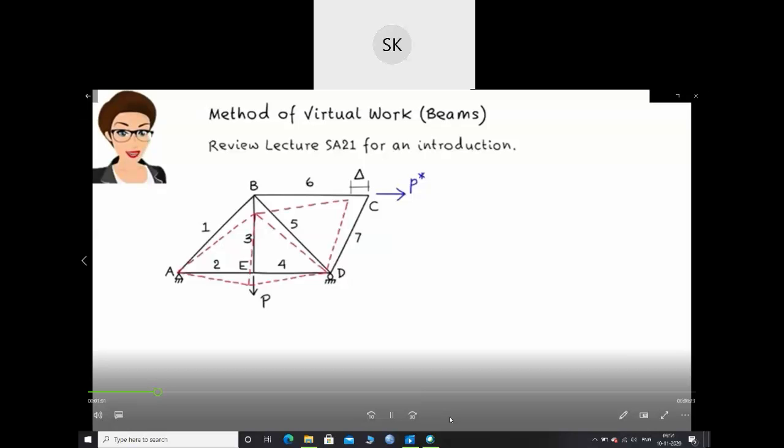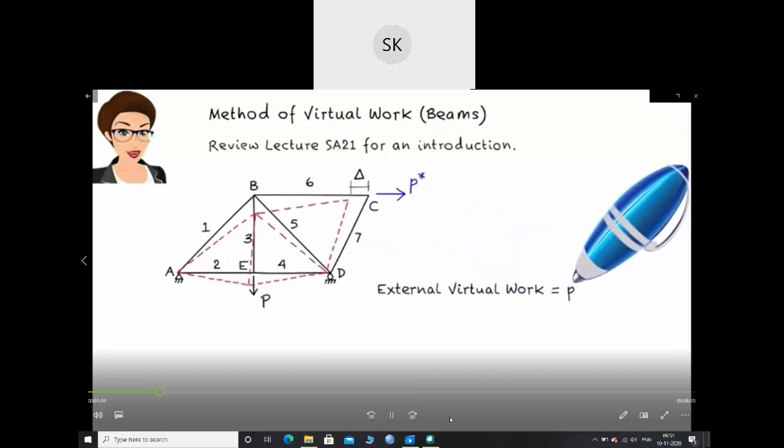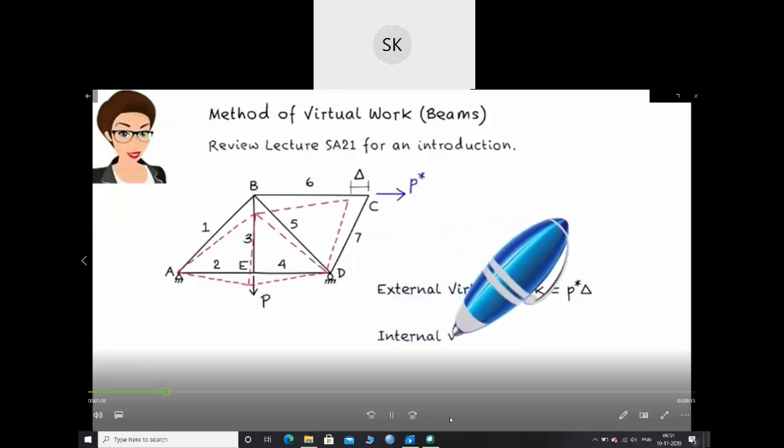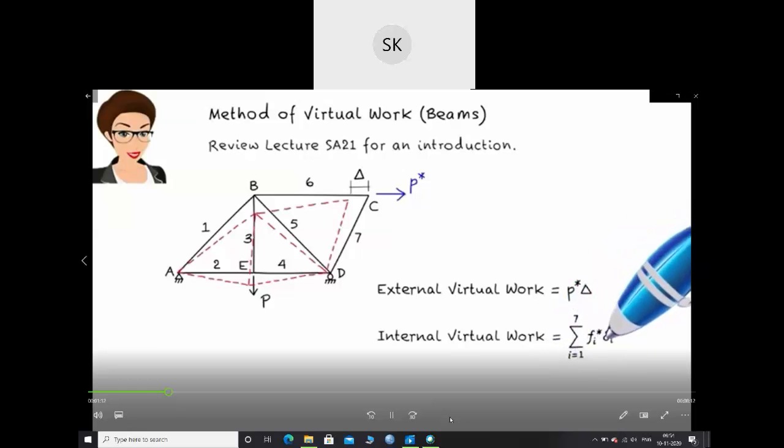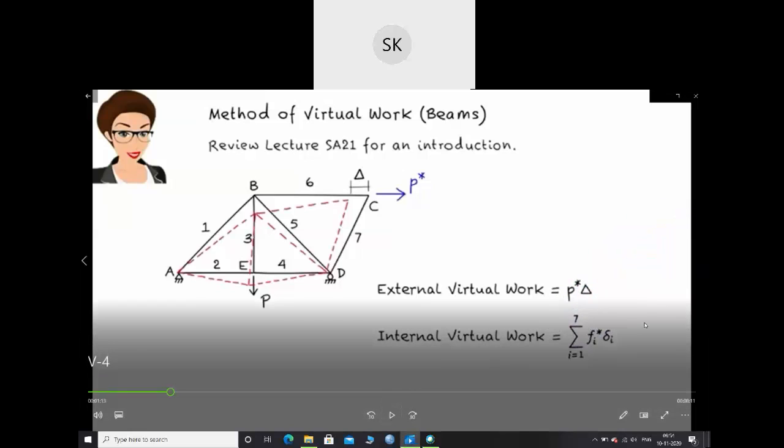In this case, external virtual work equals P star times delta, and the internal virtual work equals the sum of F star i times delta i. So my external work will be P star into delta. P star is my virtual load, and the deflection at that point will be my external virtual work. And my internal virtual work will be the forces in the members due to this load into the real deflection of these members.